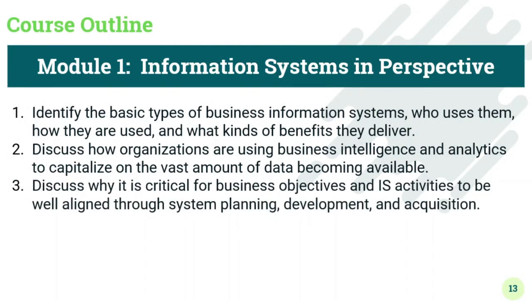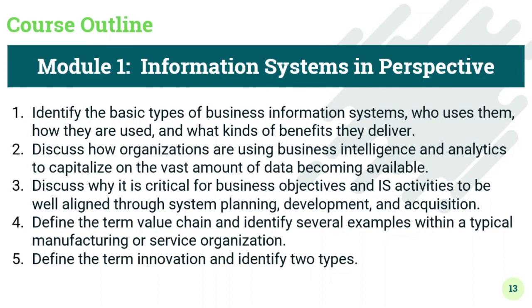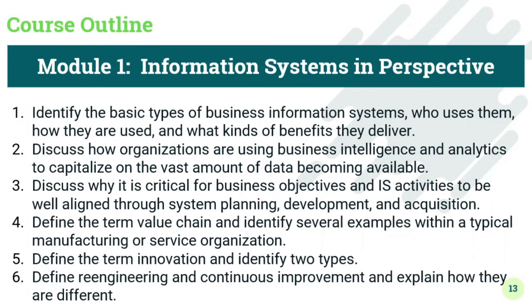We'll be discussing why it is critical for business objectives and IS activities to be aligned through system planning, development, and acquisition. We'll define the term value chain. What's a value chain? And identify several examples within a typical manufacturing or service organization. Then we'll be defining the term innovation and what are the kinds of innovation, right? And we'll be defining re-engineering and continuous improvement, and explain how do these two differ, re-engineering and continuous improvement. Okay, so that's for module 1.